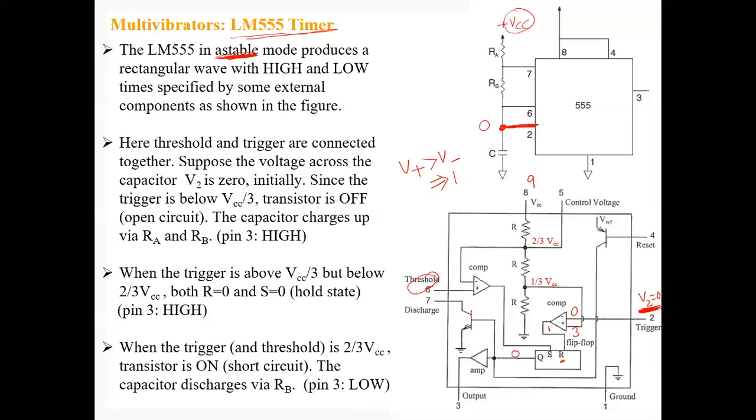What does this do? Is this open or closed? Open. This is open, okay? Meaning the current does not pass through here. See that? This is open. So if you send the current from here, the current doesn't go here. What does the current do? Current passes through RA, RB, and finally goes to C. So then the capacitor will get charged. Does it make sense?